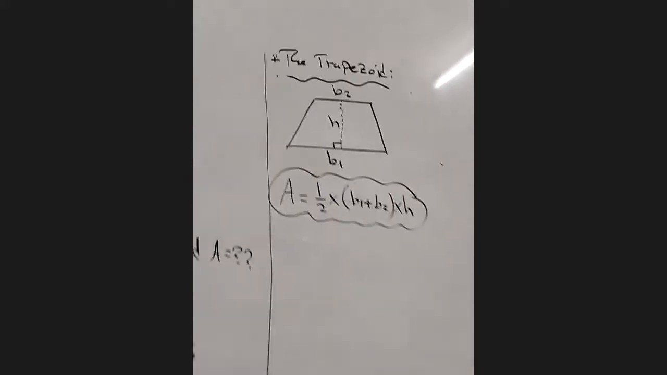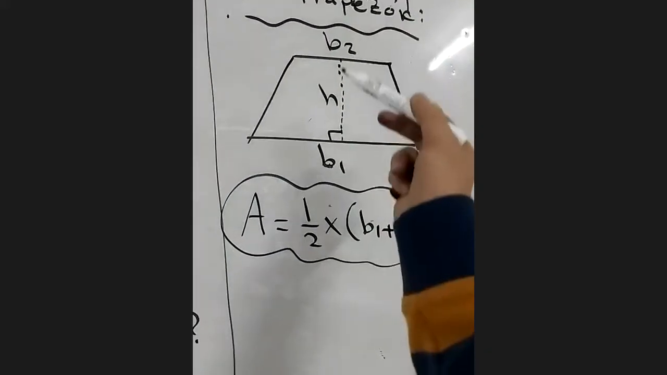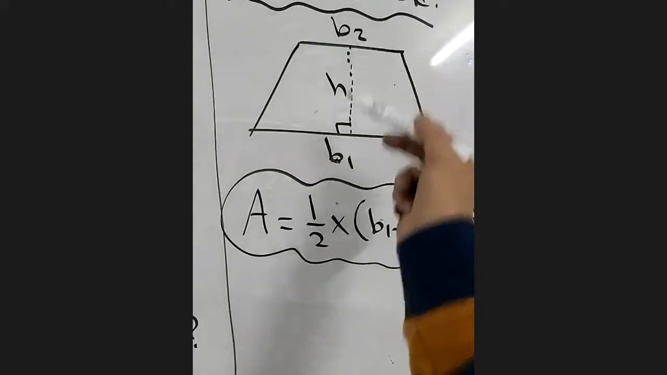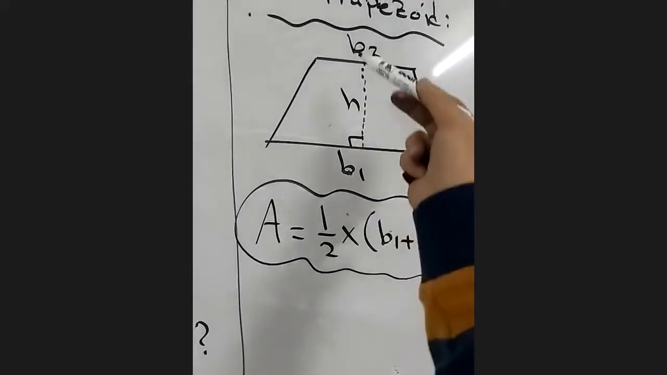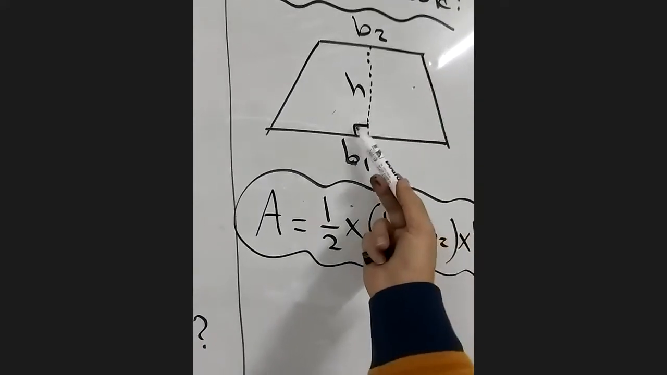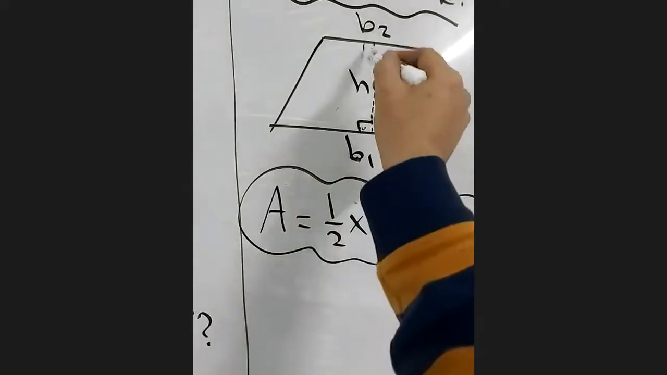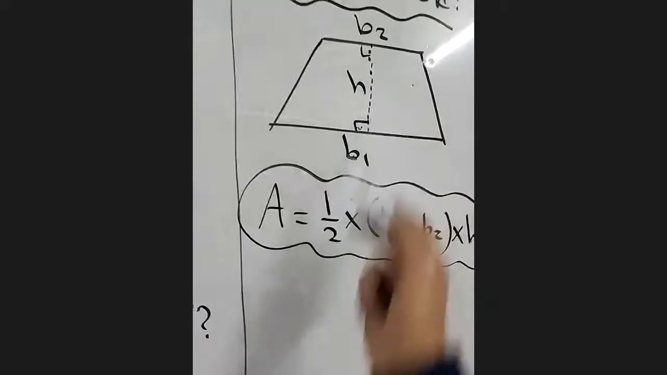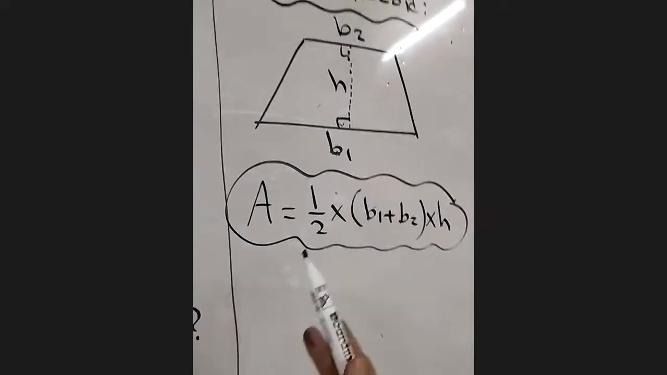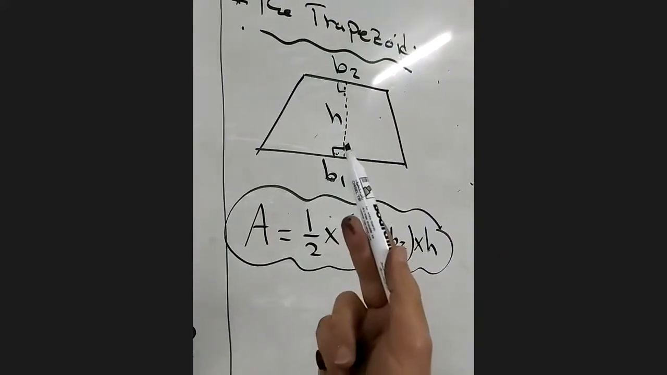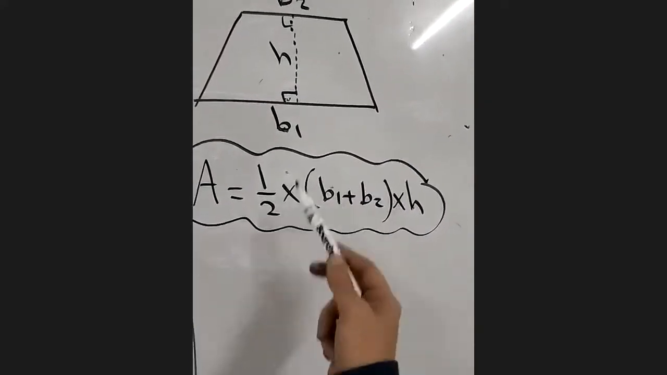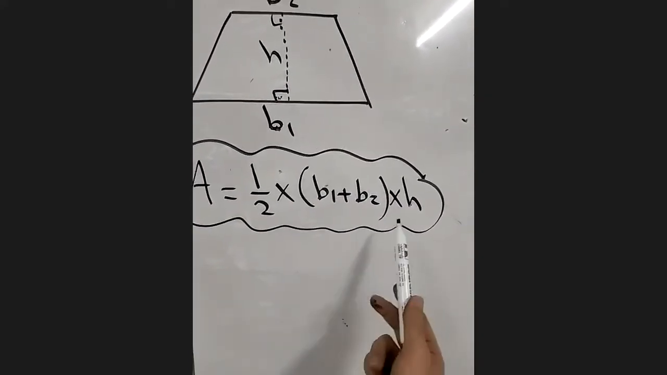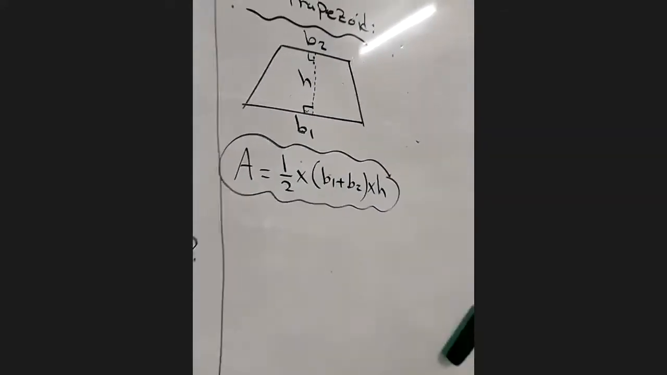So in the trapezoid, we have two bases, and by the way, the two bases are parallel to each other. And the distance between them ends with a right angle here and here, which we call the height. The area of the trapezoid is half multiply the sum of the bases inside the bracket, multiply the height of the trapezoid.